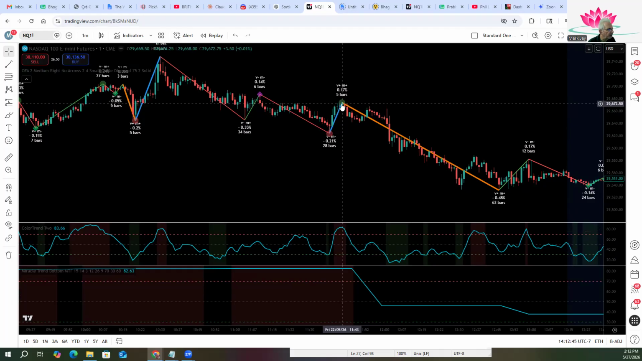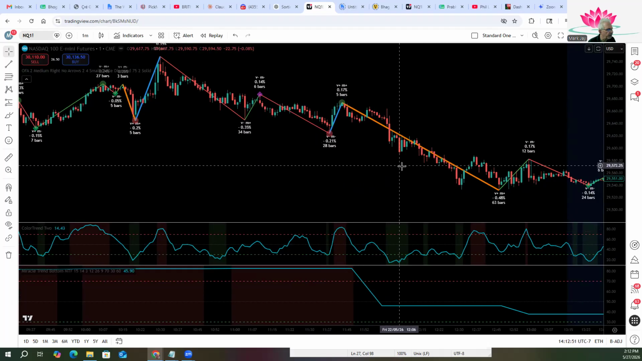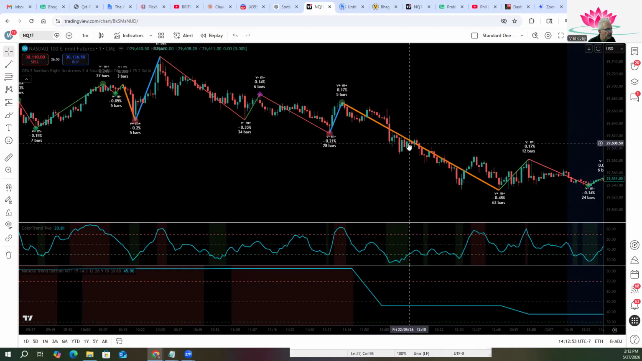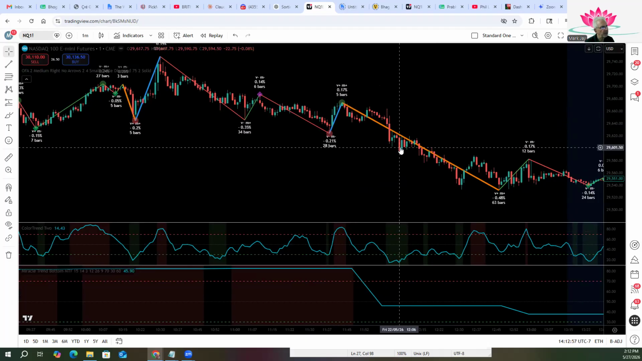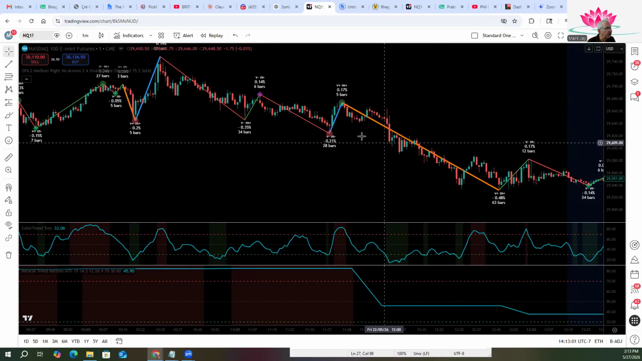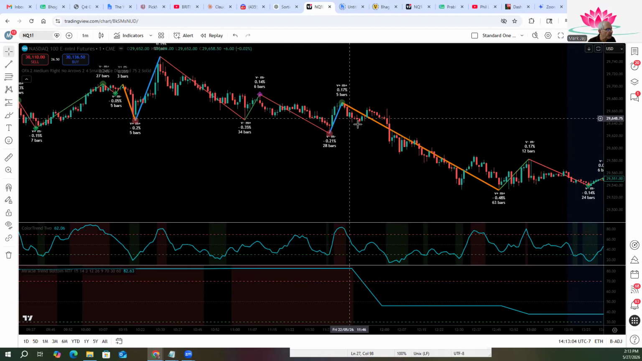Now we have a short. So we would have taken the short, 29,669 all the way down to here, 29,608, so it's almost 60 points. So this is a very good scalping system for short-term and larger gains as well.